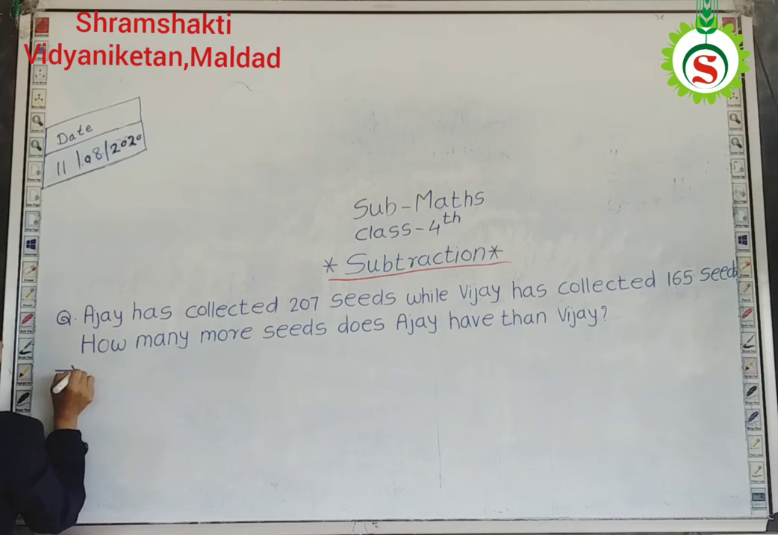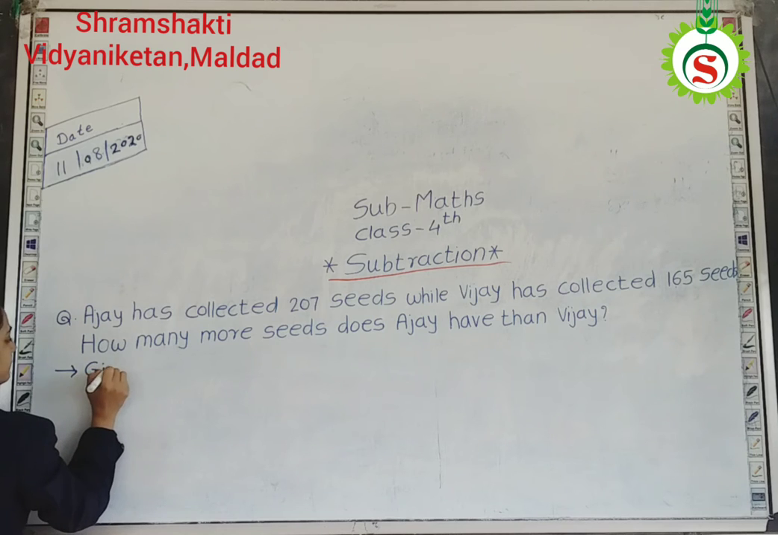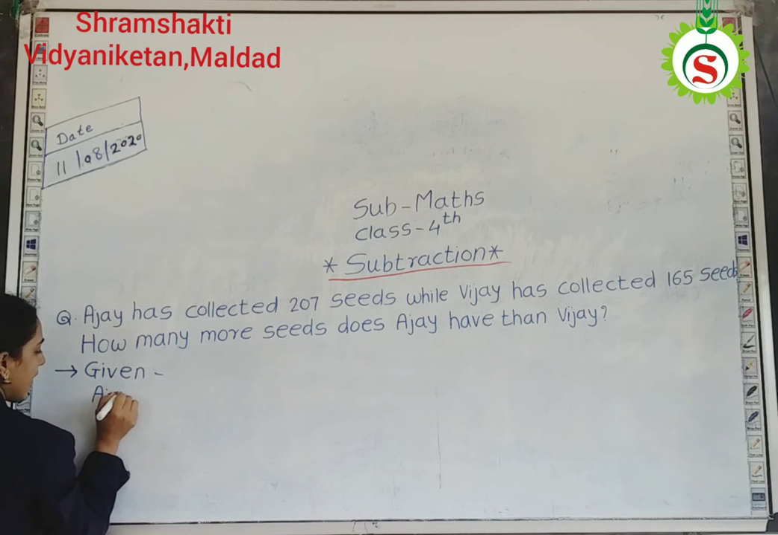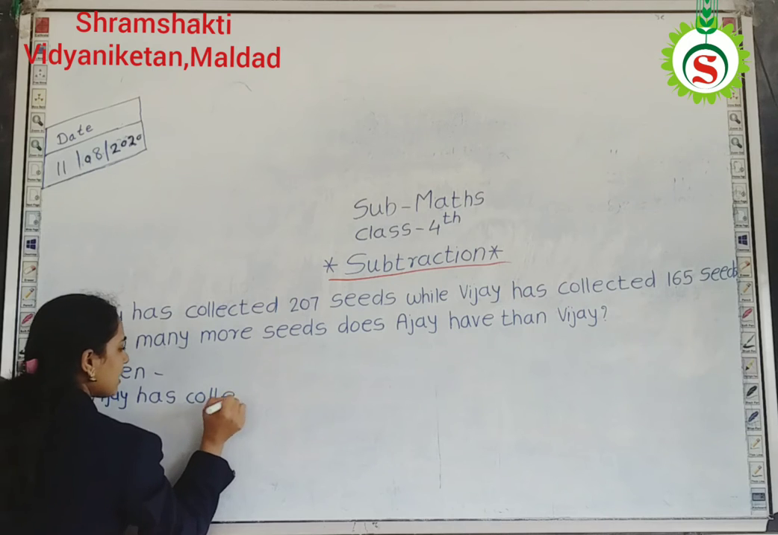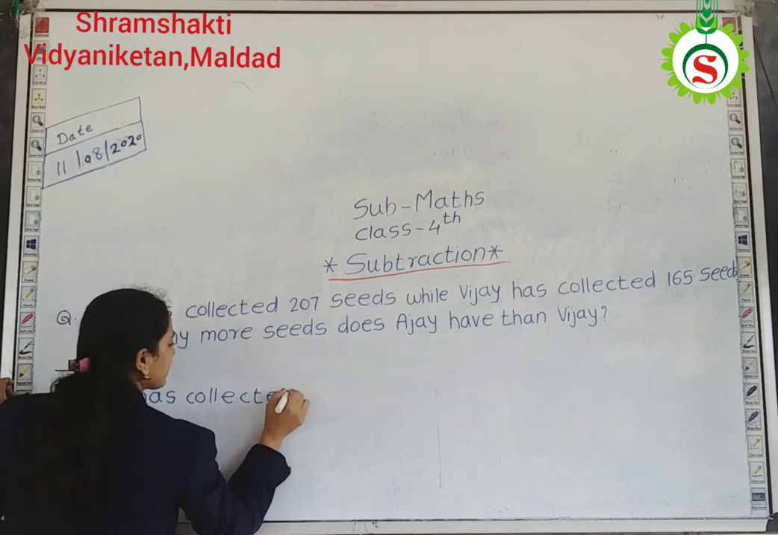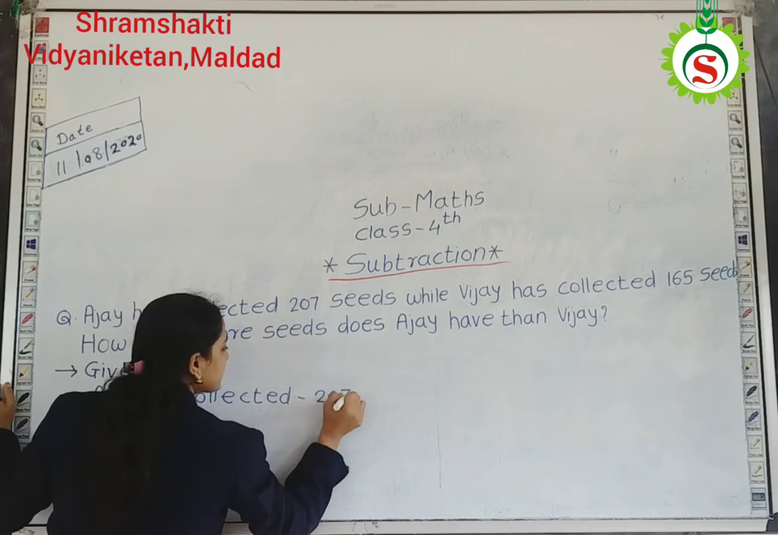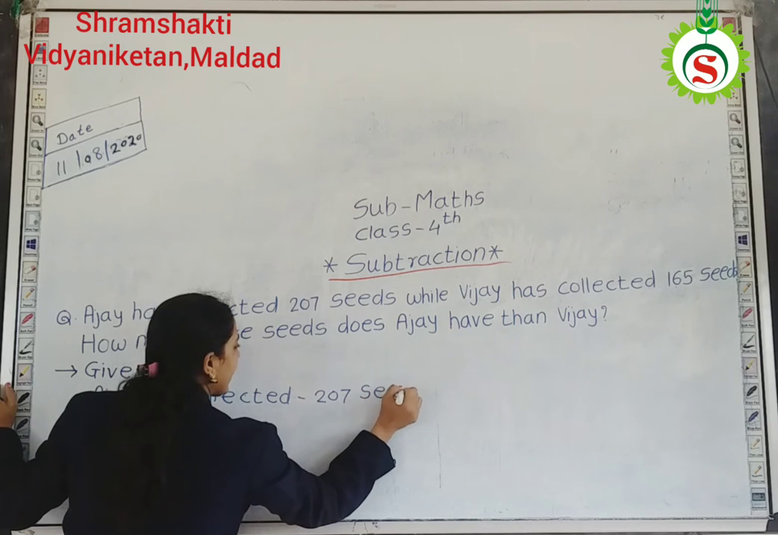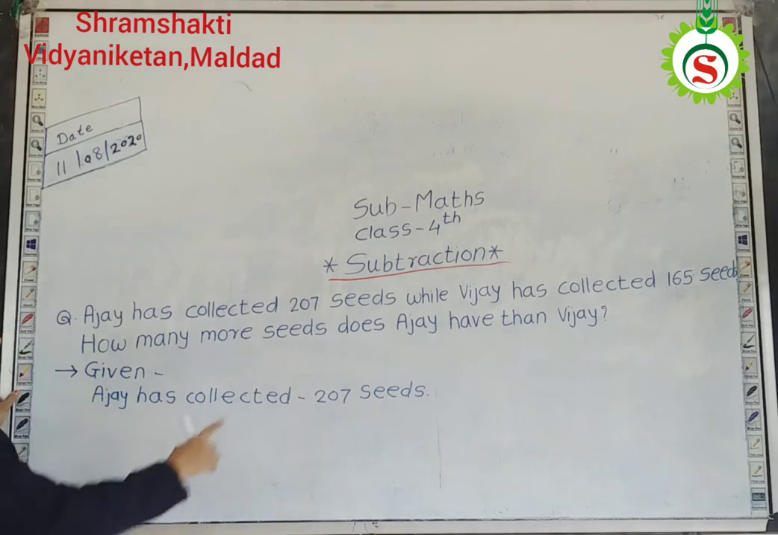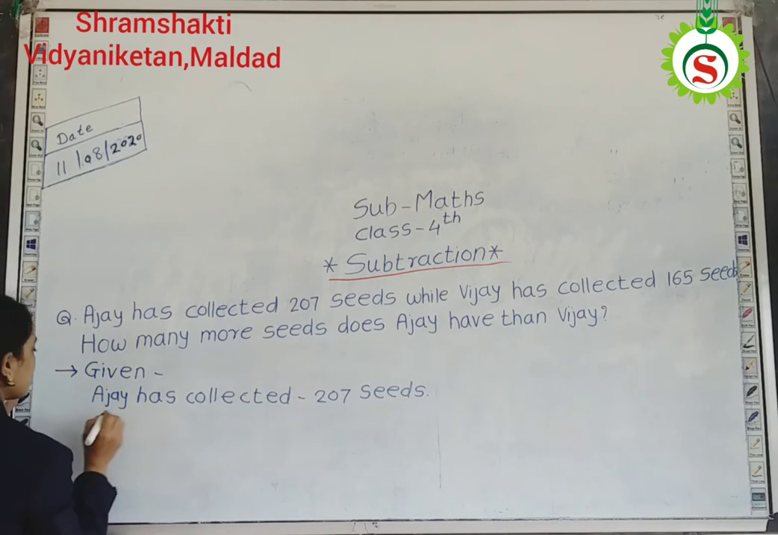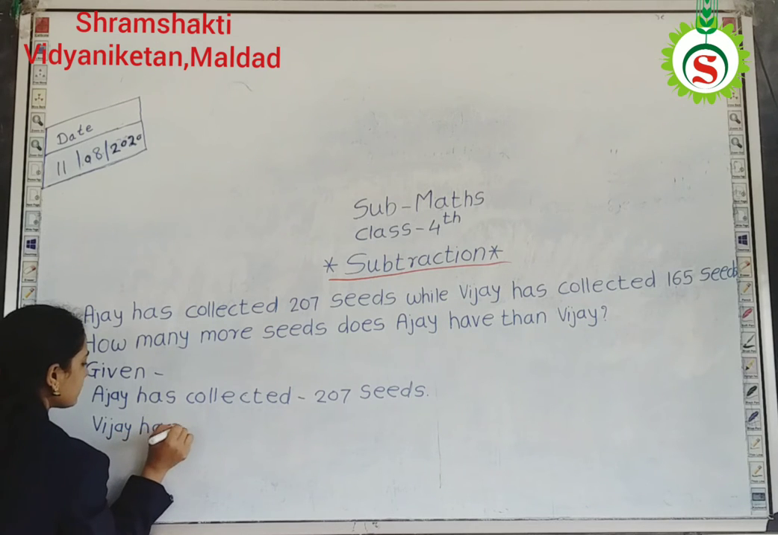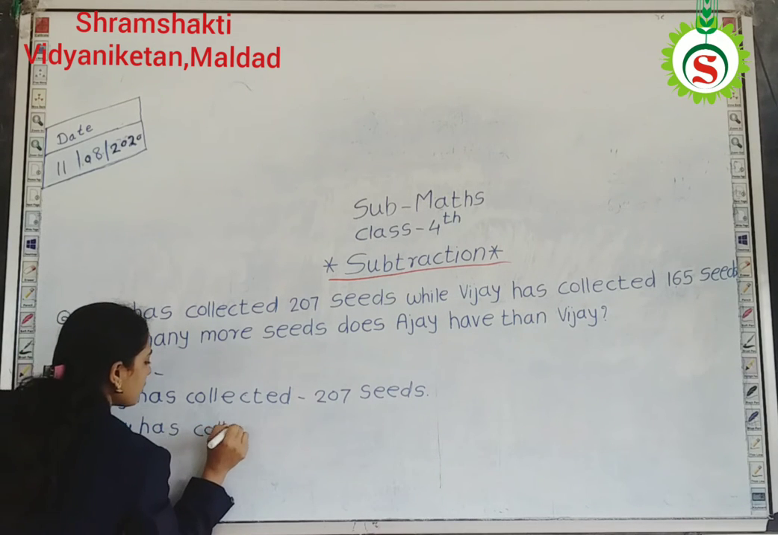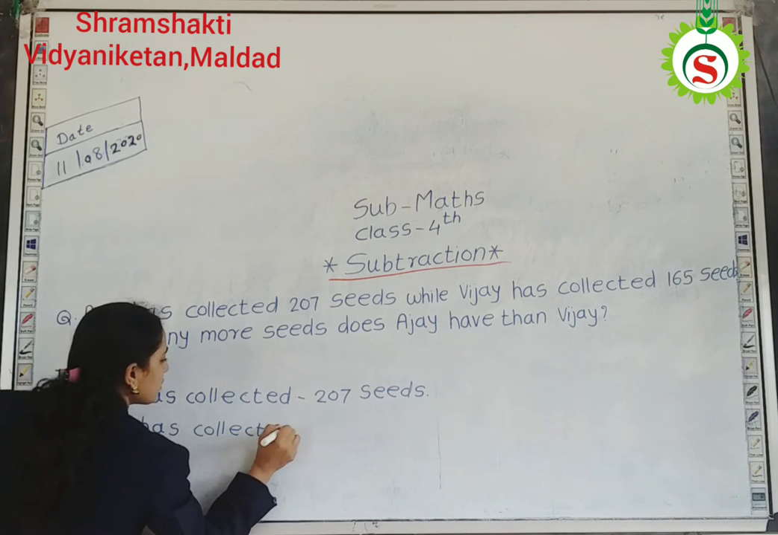Students, first write the given. What is given? Ajay has collected how many seeds? Ajay has collected 207 seeds. Okay. Then next, Vijay has collected how many seeds? 165 seeds.